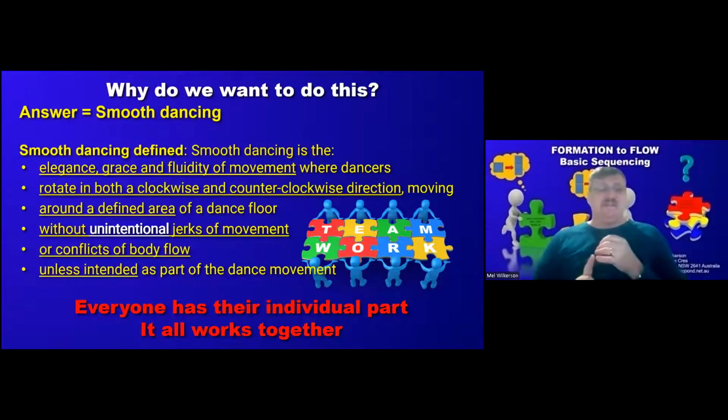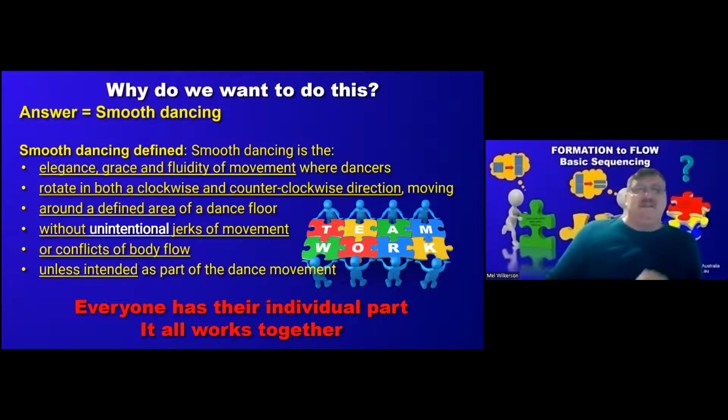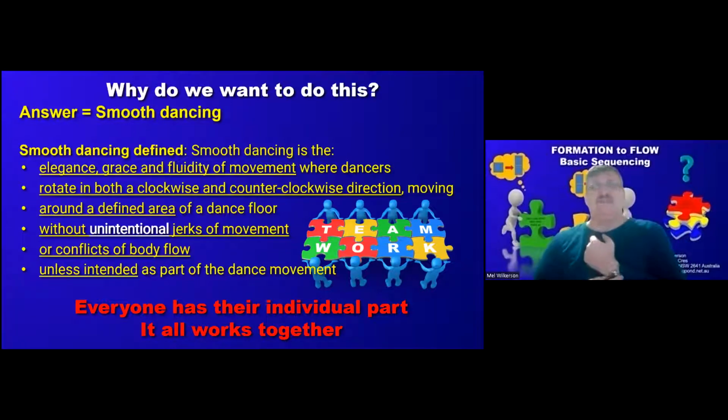Okay. Smooth dancing is the elegance, grace, and fluidity of movement where dancers rotate in both a clockwise and counterclockwise direction, moving in a defined area of a dance floor without unintentional jerks of movements or conflict of body flow unless intended as part of the dance movement. And to me, that was an absolutely perfect definition. And the key things are unintentional jerks of movement, which means sometimes there are sudden changes of direction, but it's intended. Sometimes there are conflicts of body flow, but it's intended.